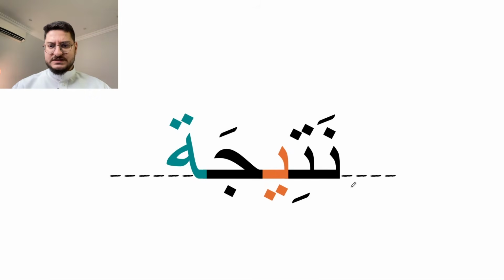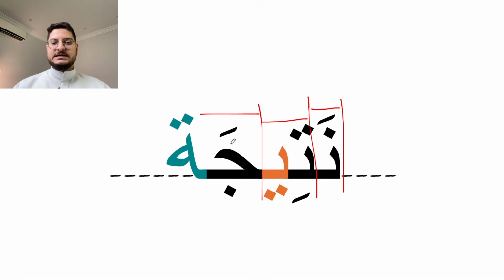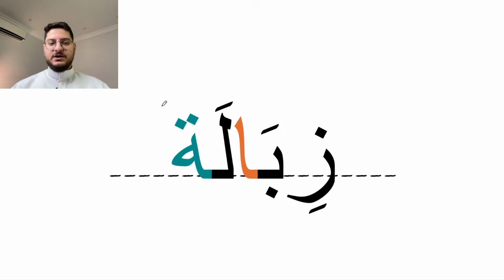So the first step would be to split the word into syllables. So I am looking for حركة قصيرة and I'm putting vertical lines before them. The first syllable here is na, and then ti, and then jah. Natija. Do I really pronounce the ta marbuta? Not really. It's just there, and we will see why it's useful in a second. So natija is a result.